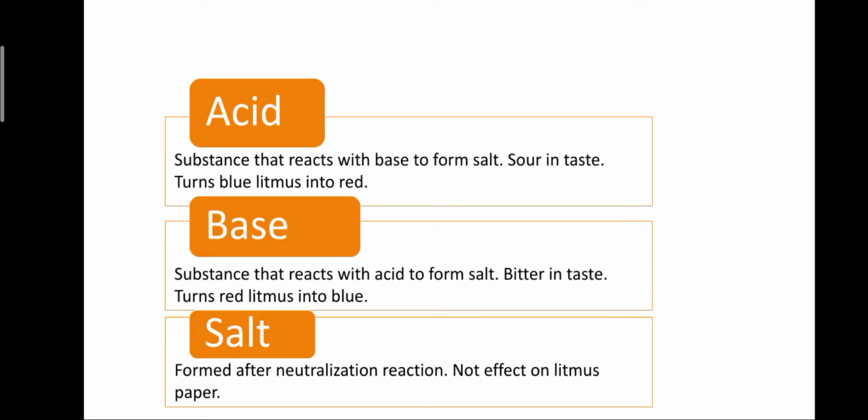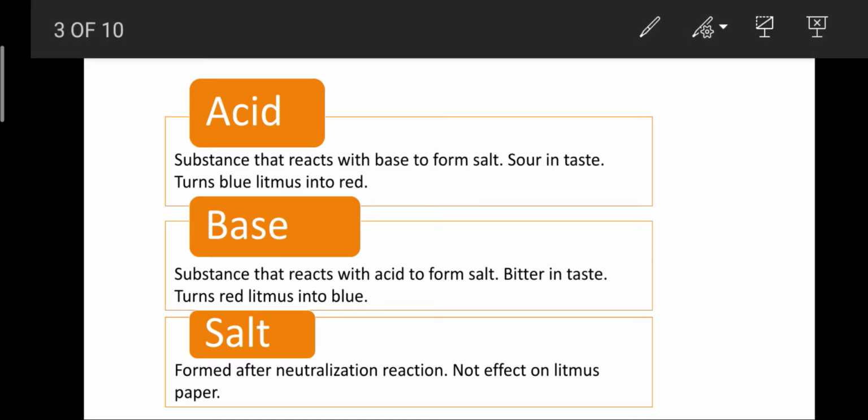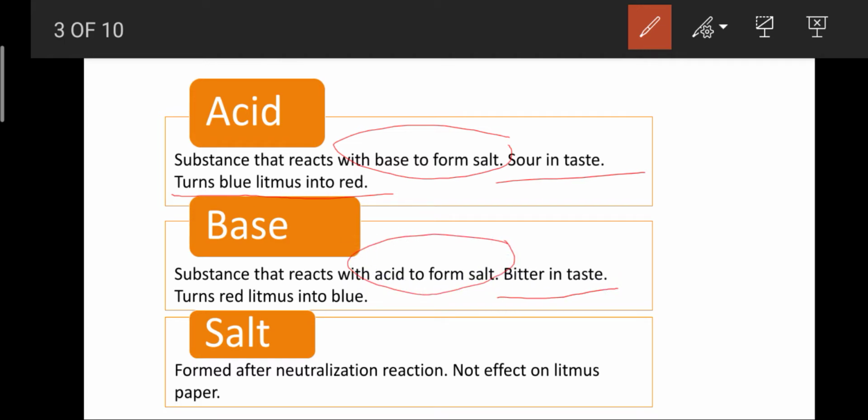Now starting the lecture. Acid, base and salt. Before telling you about these in detail, I would like to tell you the basics about these. Starting with the acid. Acid reacts with the base to form the salt. They are sour in taste and turn blue litmus to red. Now base, they react with the acid to form the salts and they are bitter in taste. They also turn red litmus to blue. In short, acids are opposite to base and bases are opposite to acids.